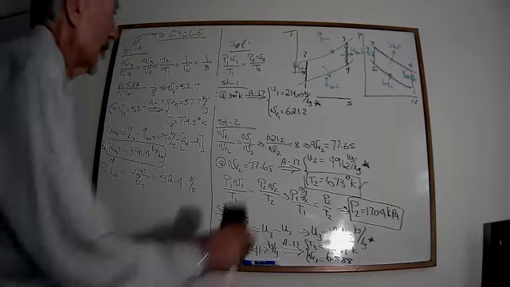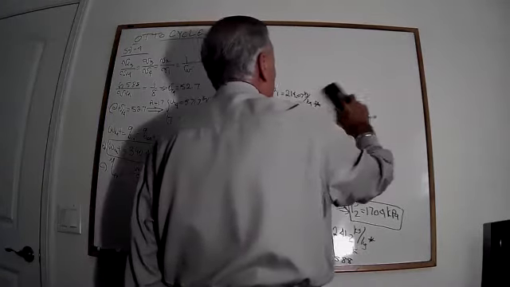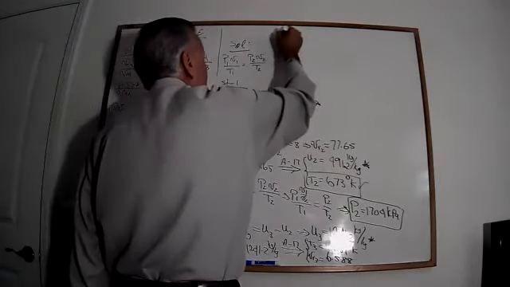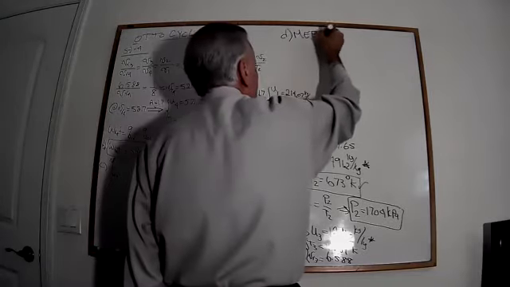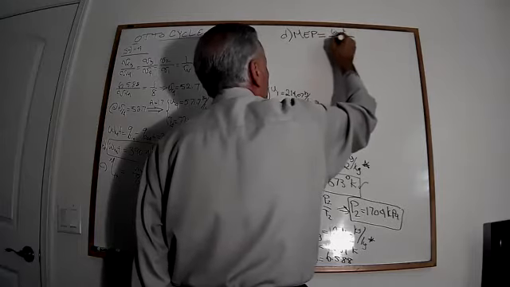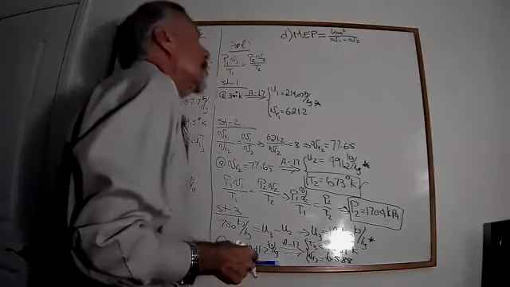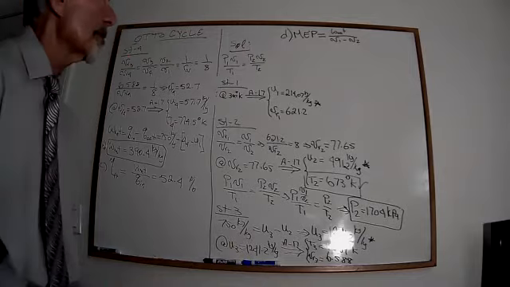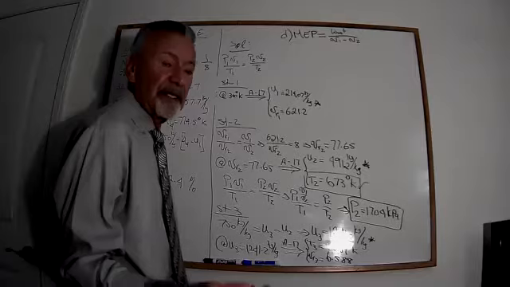If you don't mind, I want to erase these so I can put it up there so everybody can see. Part D is asking for mean effective pressure. That is equal to net work divided by V1 minus V2. Now I have a problem. I don't have the values of V1 and V2. What do I do? I go back to the ideal gas relationship.